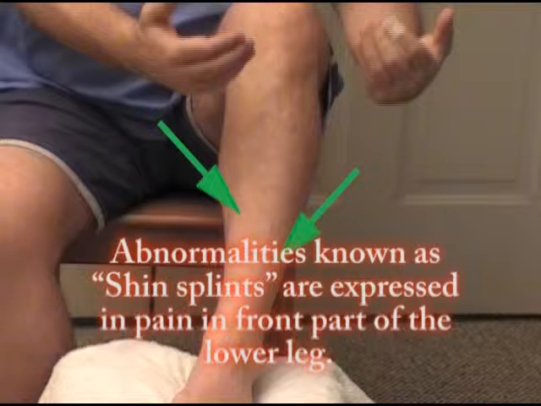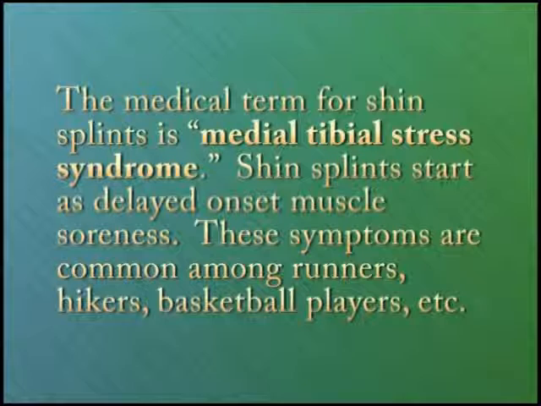Abnormalities known as shin splints are expressed in pain in the front part of the lower leg. The medical term for shin splints is medial tibial stress syndrome. Shin splints start as delayed onset muscle soreness. These symptoms are common among runners, hikers, basketball players, etc.